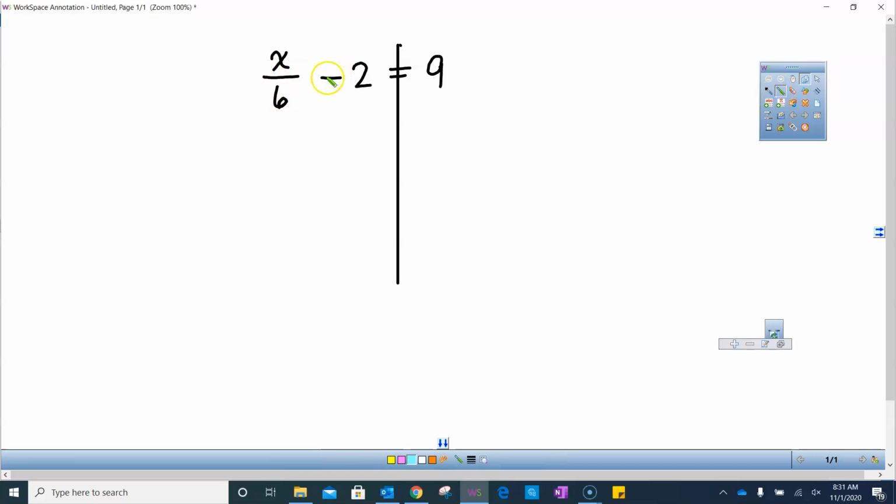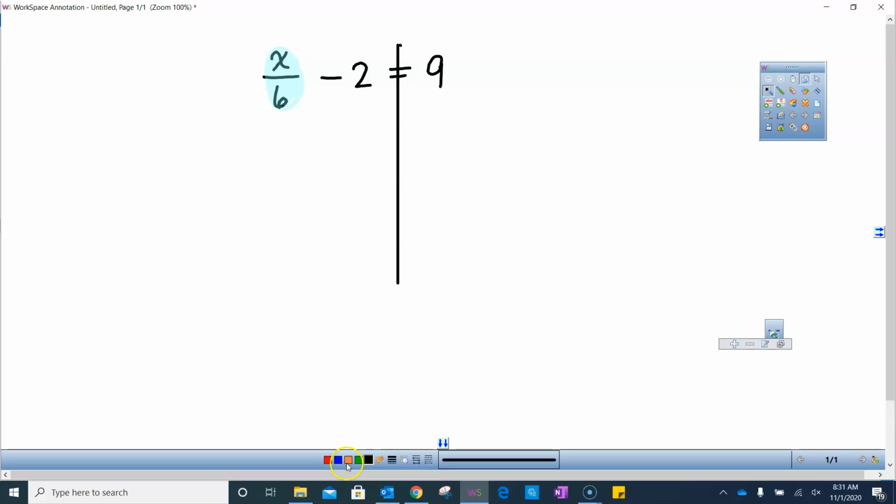The next thing I like to do is identify the term that has the x in it. And it's this one right here, x over 6, or x divided by 6. I highlight the whole term because I'm going to try to get this term by itself as a way to start to isolate my variable x, to get x by itself.